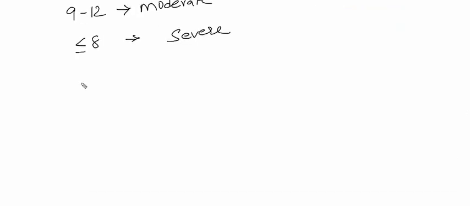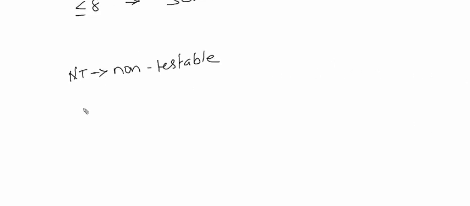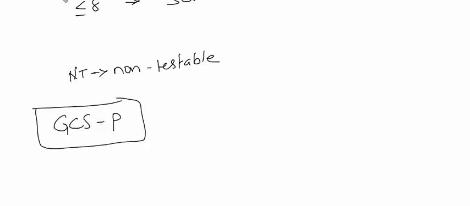And this one is NT, that means non-testable. If a component cannot be tested, we consider it non-testable. For example, in the case of endotracheal intubation or tracheostomy, the verbal component of the score is denoted as non-testable, or NT. There is another one called GCS-P, in which P stands for pupillary response to light.